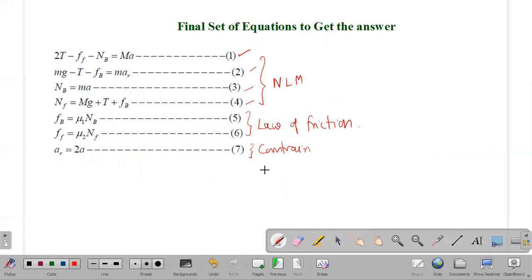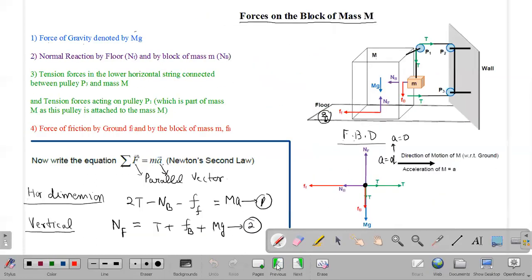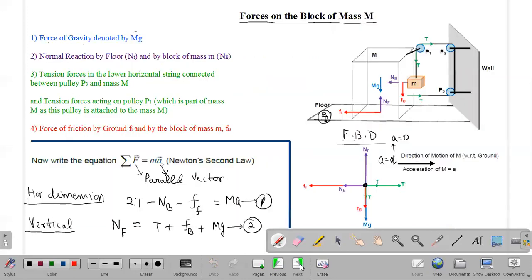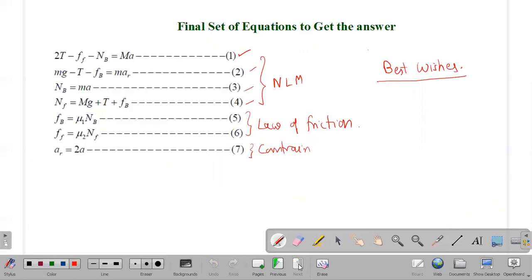So these are the 7 equations, and I wish you good luck to solve all the 7 equations to get the answer. That is a big challenge for you. My best wishes are with you. First time you are going to solve 7 equations just to find out a single variable, and remember you have to find the acceleration of the mass capital M. So once again, best of luck to you. Solve these 7 equations and find the value of A, and check the book for the answer.